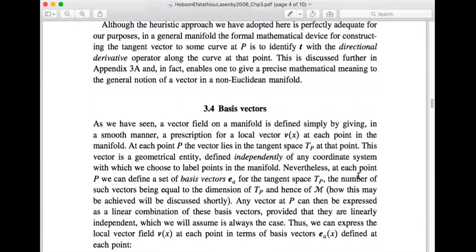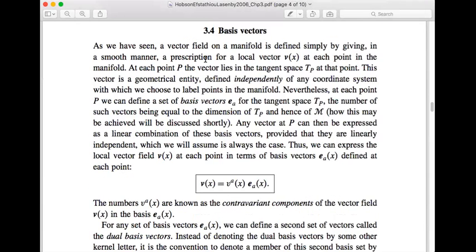Well, I'm going to try and go through this quickly since I've given you a little background on it. So, basis vectors. As we have seen, a vector field on a manifold is defined simply by giving, in a smooth manner, a prescription for the local vector. Local meaning it's only defined at a given point, but we do that for every point.